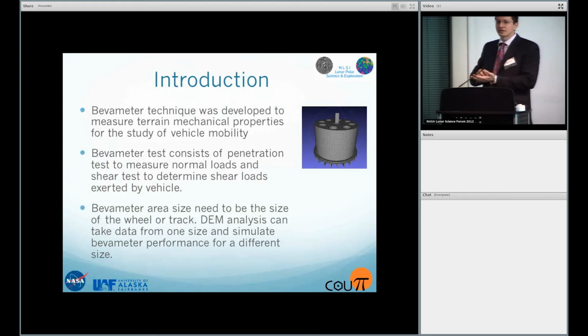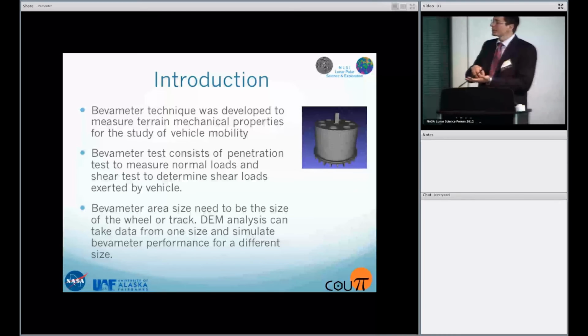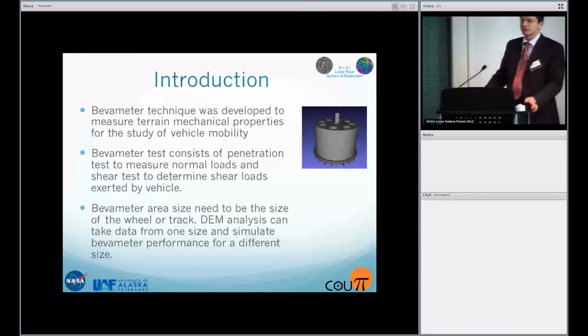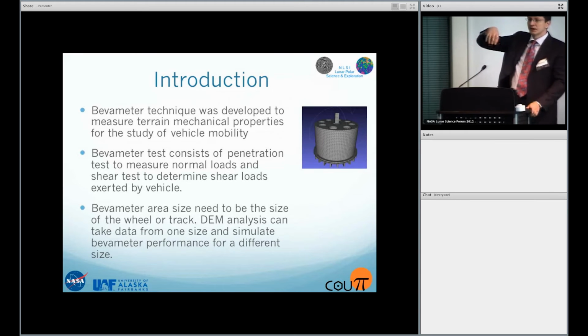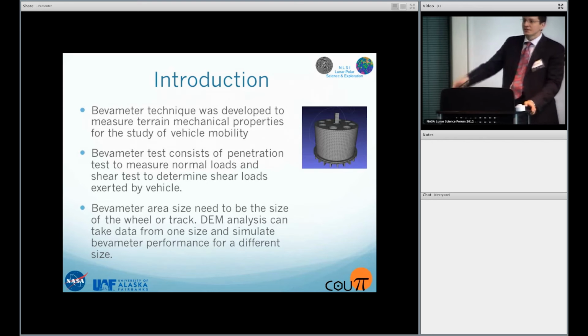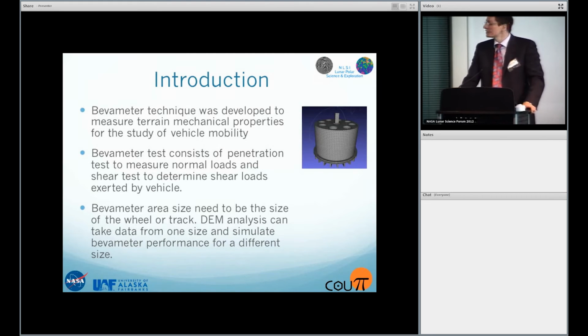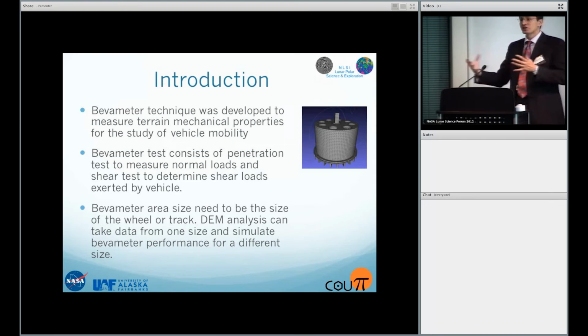One is the sinkage test, when you press the flat plate into the regolith, and that's supposed to simulate the normal load on the wheels. The other is a shear test, when you rotate the shear ring on the bevameter to reproduce the shear load on the wheels. A specific of this test is that the bevameter area needs to be the size of the wheel or the track. So when you change a wheel, you also need to change the plate to correspond to that.